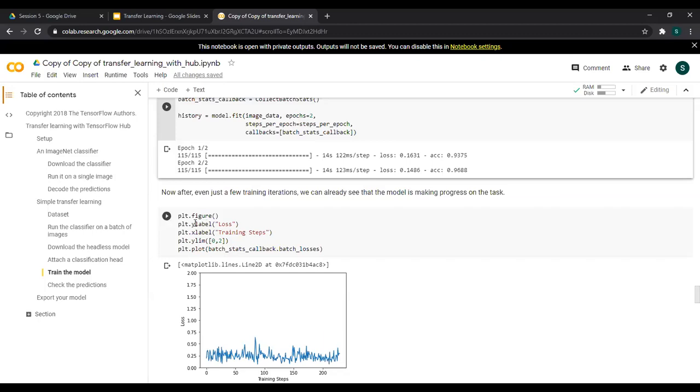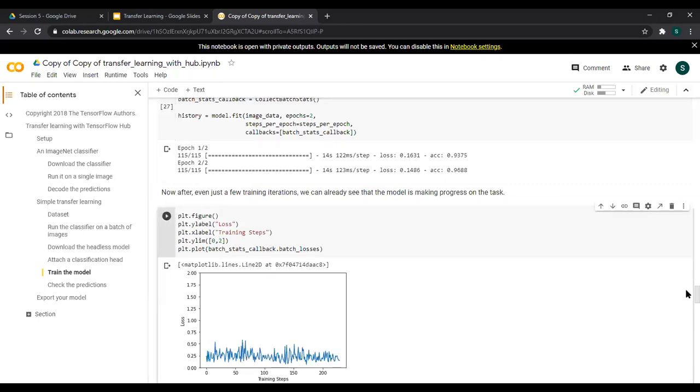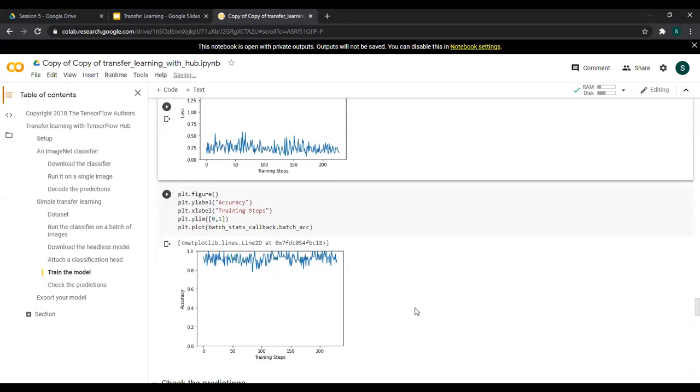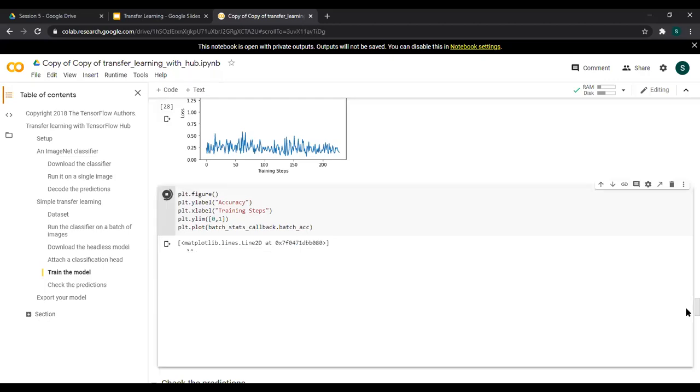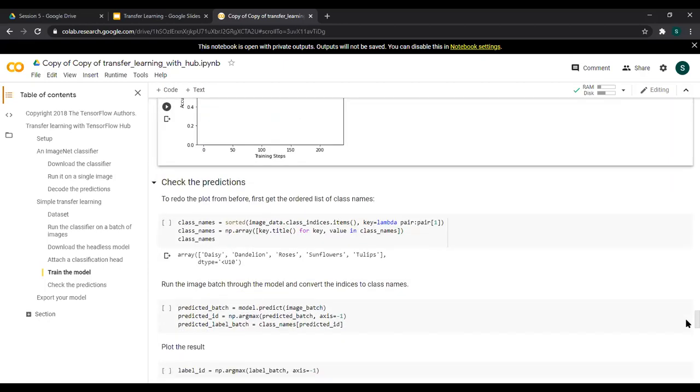So we're gonna be creating this plot chart right here to see our loss based on our training steps. But as you can see here, our loss is pretty low. And now we're going to be checking our accuracy. So yeah, our accuracy is pretty high now. So let's check the predictions now. So we're going to redo the plot from before.